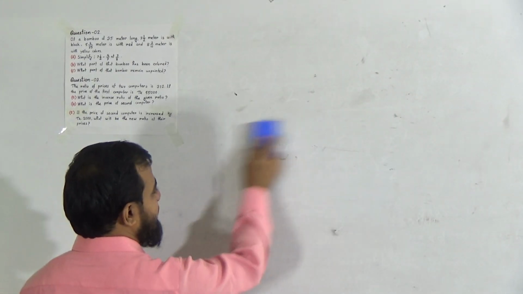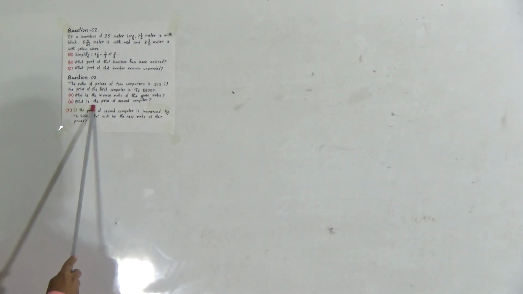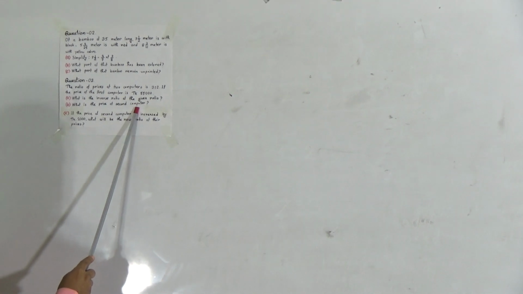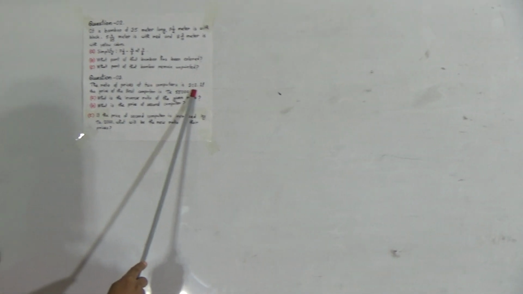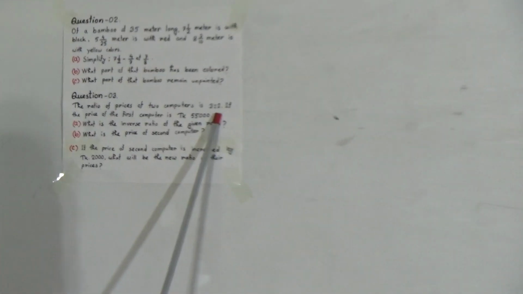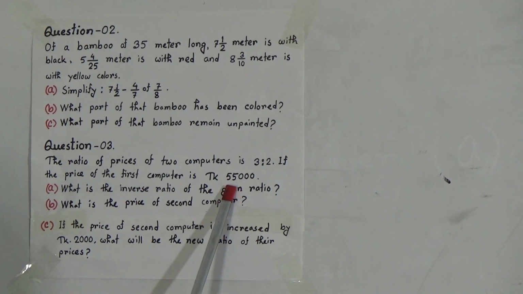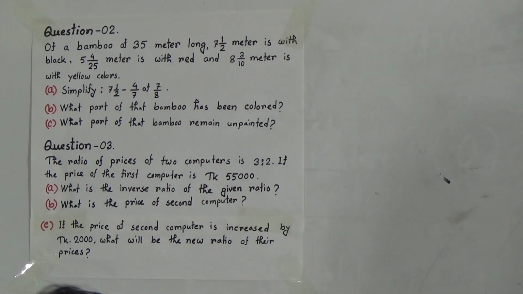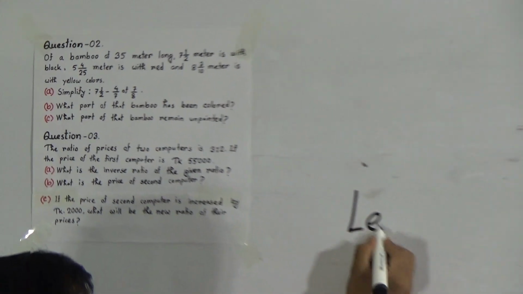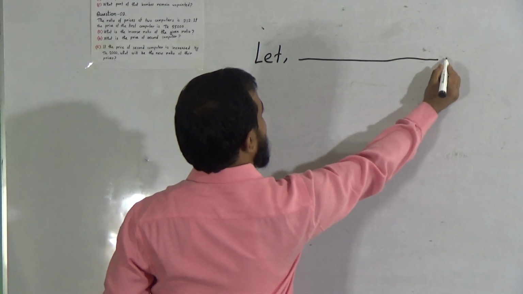Now activity B: what is the price of the second computer? We have to find out the price of the second computer. The ratio of the first computer's and second computer's prices is given, and the first computer's price is given also. So to find out the price of the second computer, first of all let the price of the second computer be X taka.